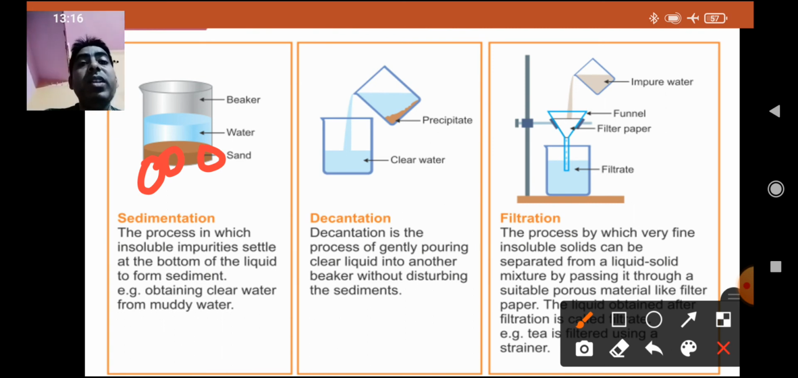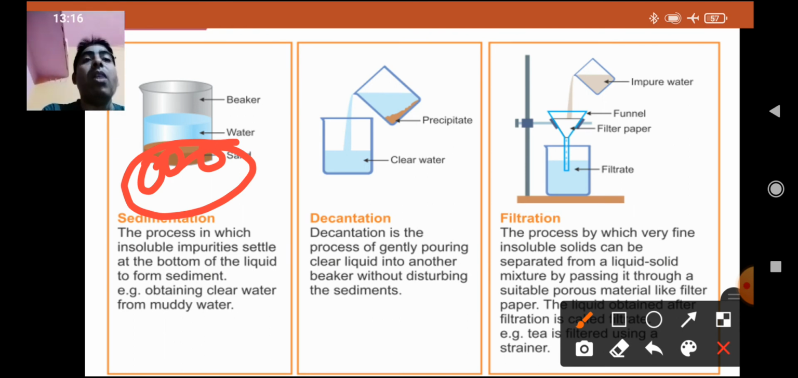And what is sediment then? The heavier insoluble particles that settle down at the bottom of a liquid are called sediment. This substance is called sediment, and the process of settling down is called sedimentation. Insoluble substances that are heavier than the liquid can be separated by sedimentation and decantation.